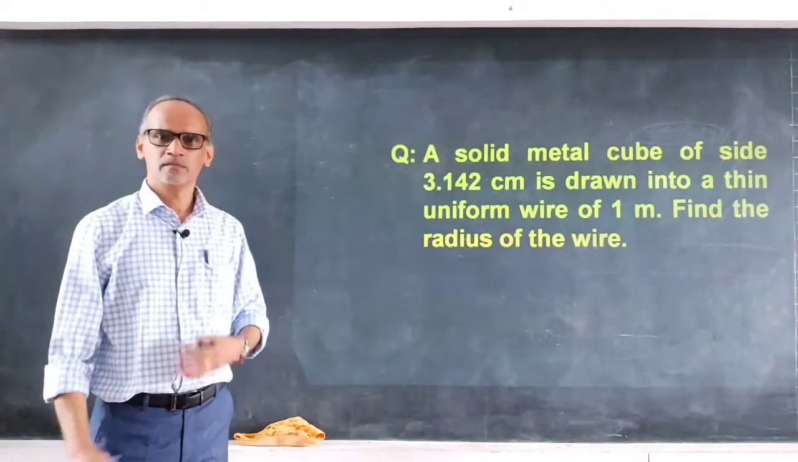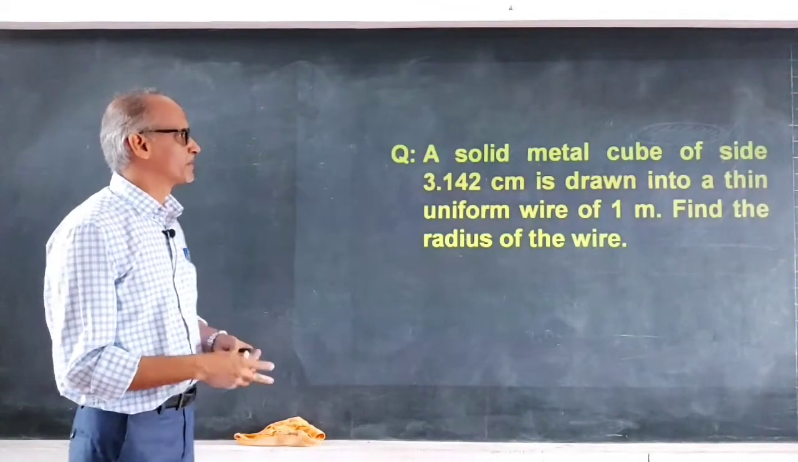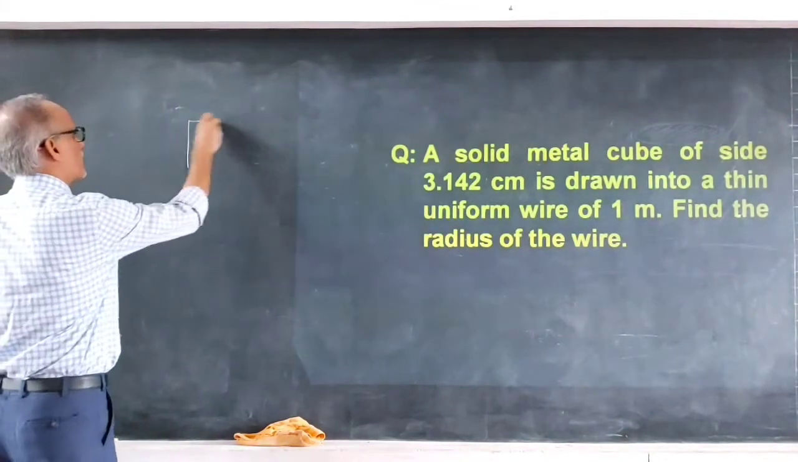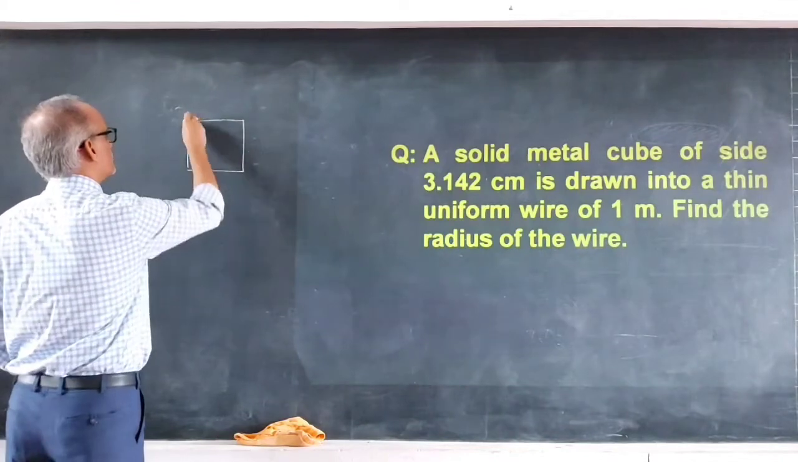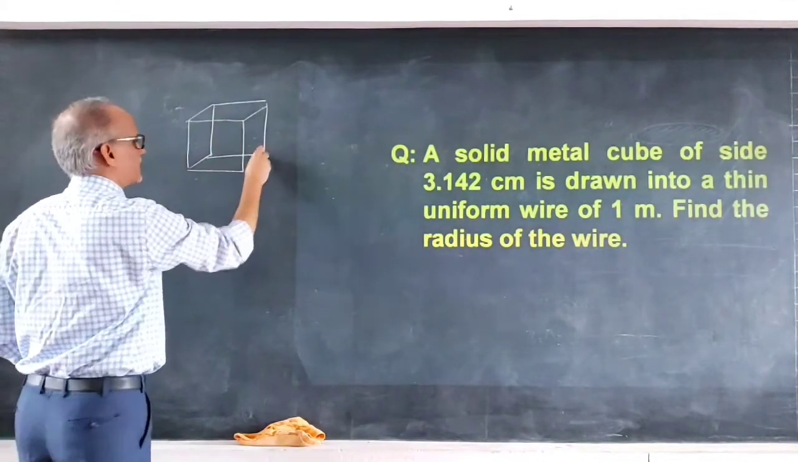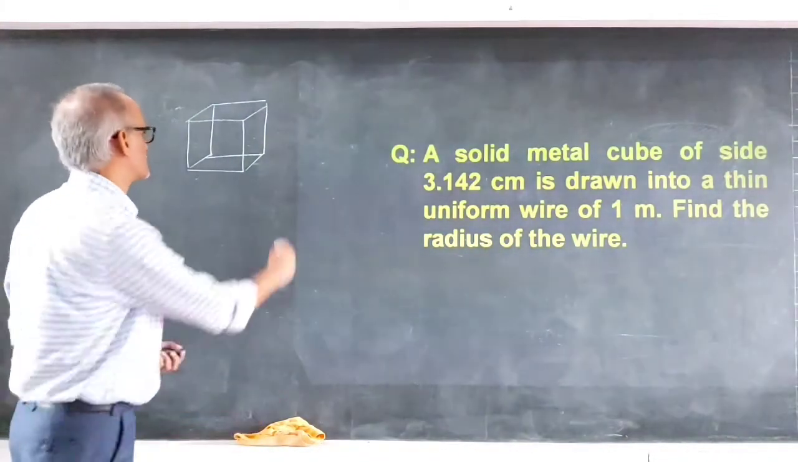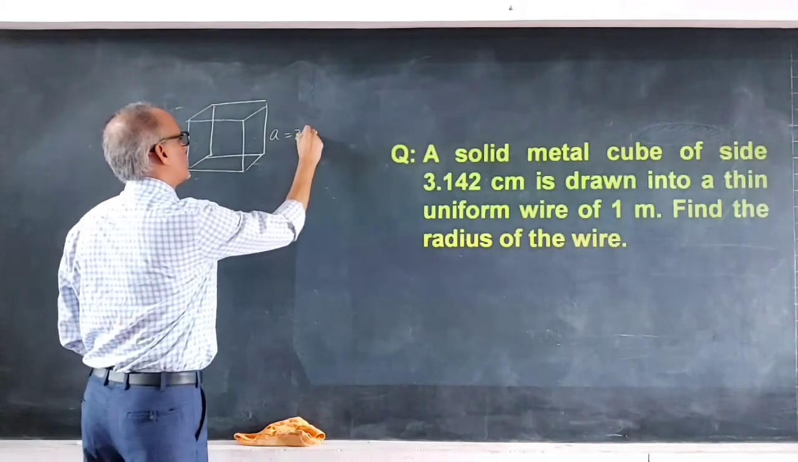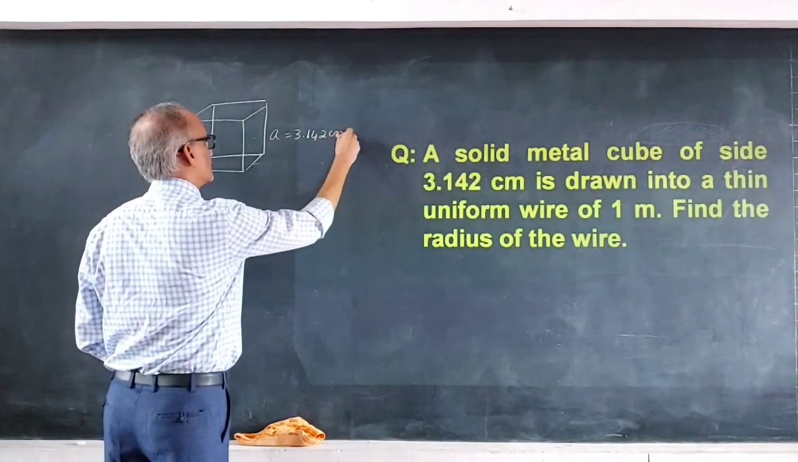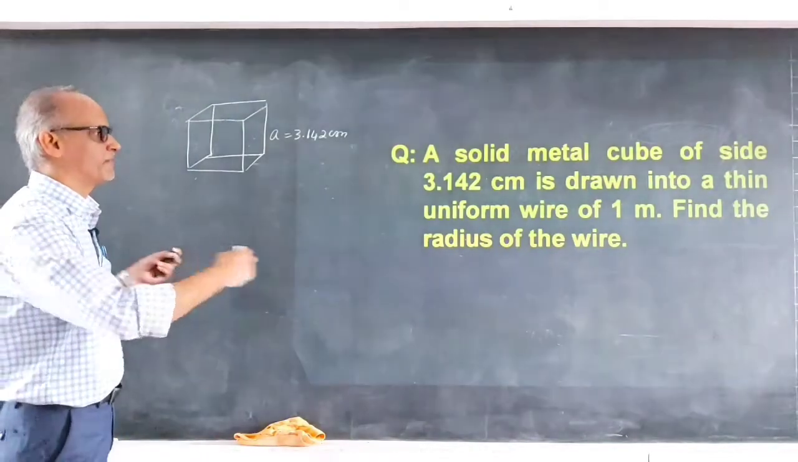Okay, so let's solve one numerical. There is a solid metal cube of side 3.142 centimeter, which is drawn into a thin uniform wire.